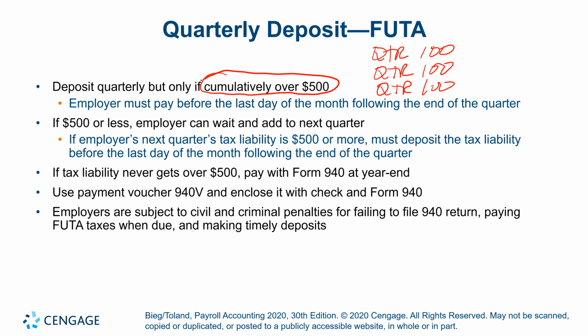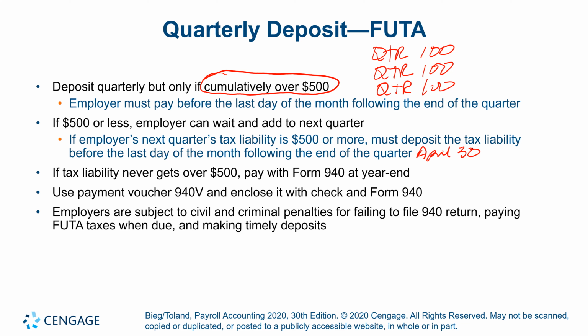So, for example, we are in quarter 1 right now, according to a calendar year, right? Quarter 1 ends March 31st. So then this would be due April 30th, right? The last day of the month following the end of the quarter. If tax liability never gets over $500, we pay with the Form 940 at the year end. Use payment voucher 940V and enclose it with check and the Form 940.